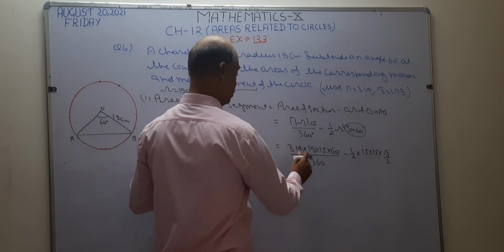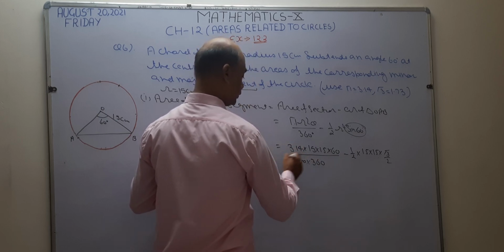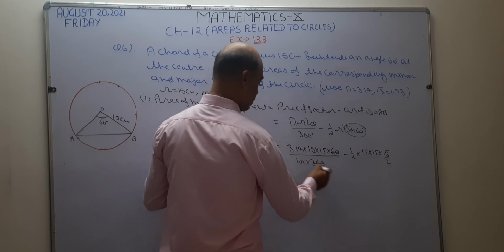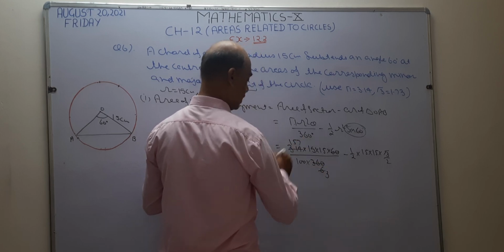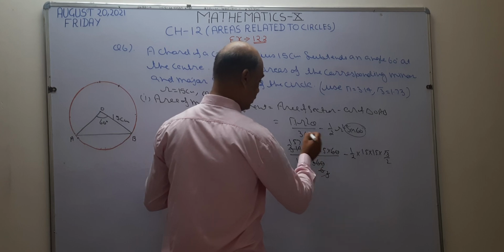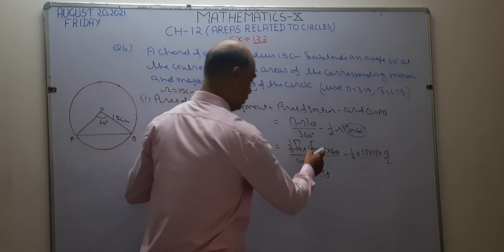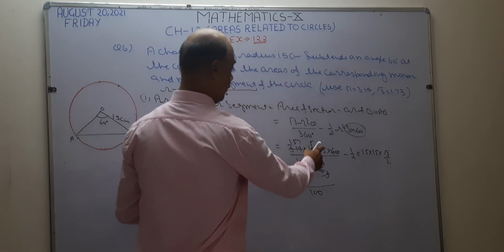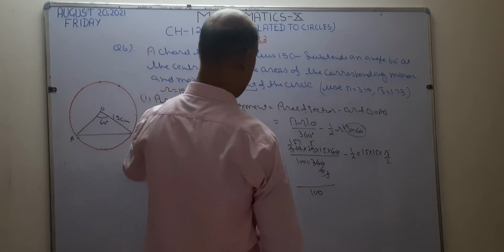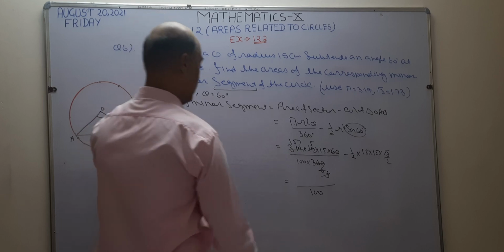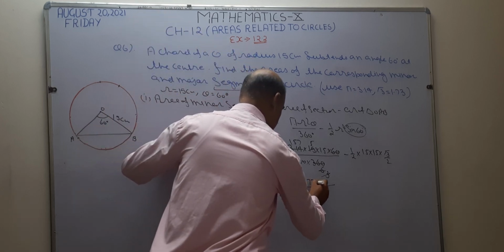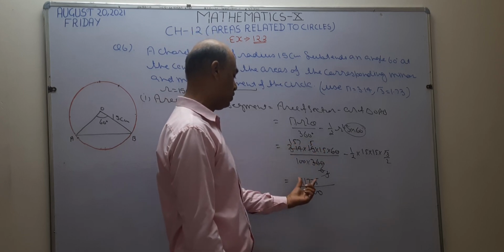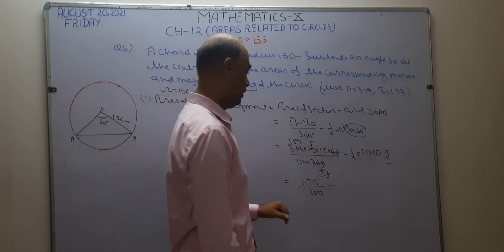Now when I want to remove this point, 100 comes under this. Now this one cancels with 6. 2 3s are 6, 2 1s are 2, 5 5s are 75. Okay, 100 is there, so don't write 100. 15 5s are 75. 75 into 157 becomes 11775. When you multiply 75 into 157, this becomes 11775 upon 100.